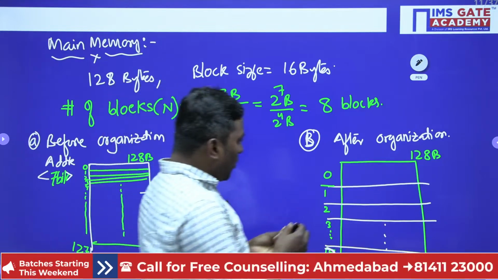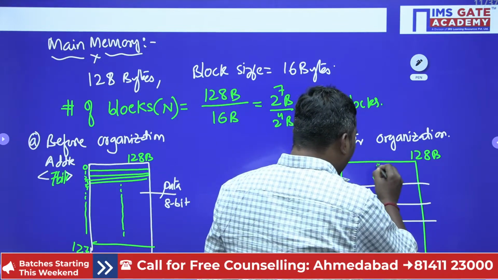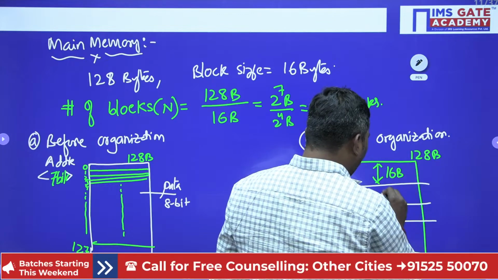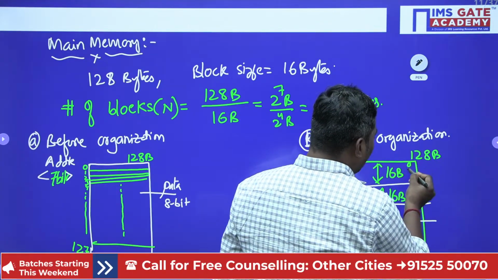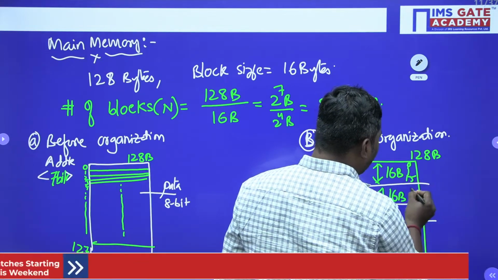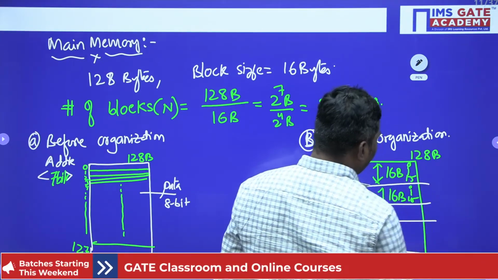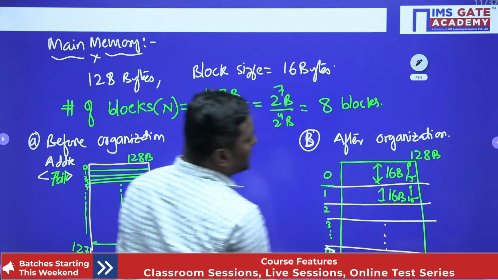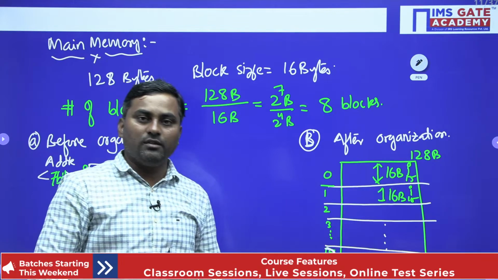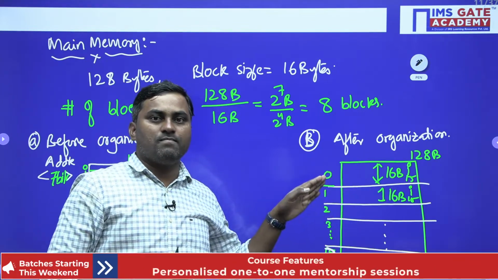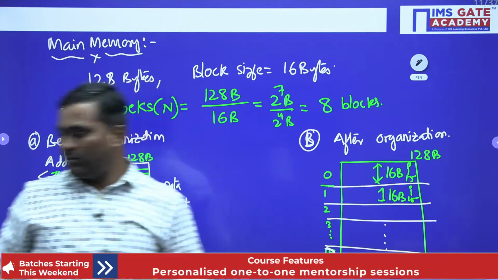0 to 7. What is the size of the block? The size of the block is 16 bytes, right? Bytes 0 to 15 will be there. Total 128 bytes are organized in terms of blocks. Is it clear? Any doubt here?